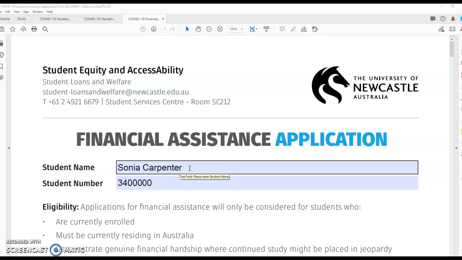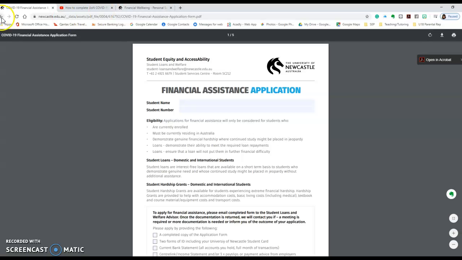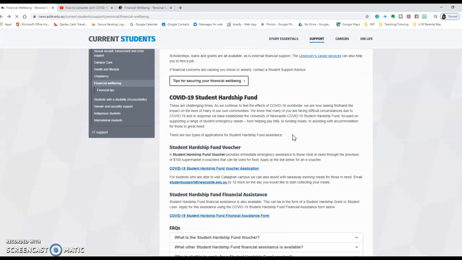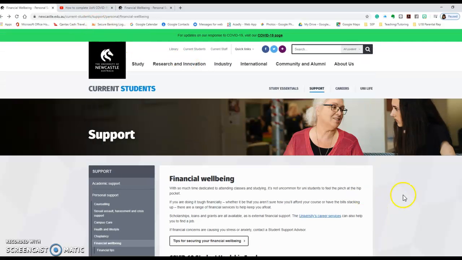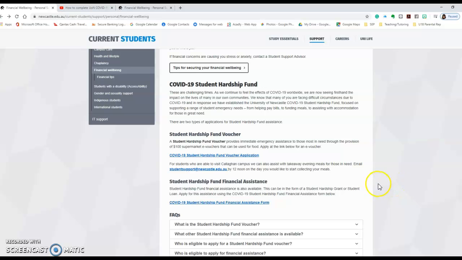Now, the first step to complete this form is to download it from the internet from the University of Newcastle's financial wellbeing page. So this form can be downloaded from this page here about financial wellbeing. In a previous video, I showed you how to find this page and how to download the Student Hardship Fund voucher and save it to your computer so you can complete the form on Adobe and not through Google Chrome. The same info applies to this form.